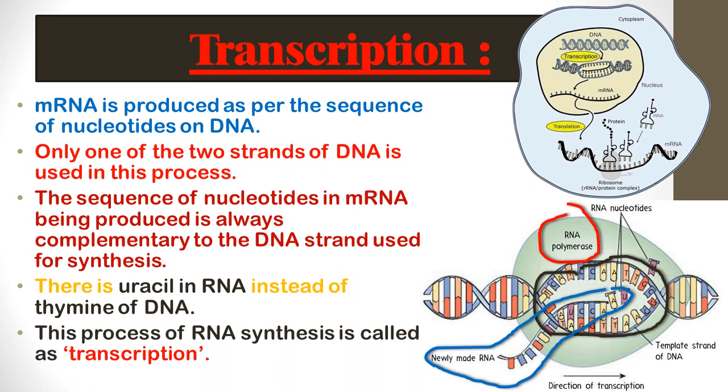This process of RNA synthesis is called transcription. That means the process of formation of messenger RNA with the help of DNA is called transcription, and this all happens in the nucleus. So transcription takes place in the nucleus of the cell.